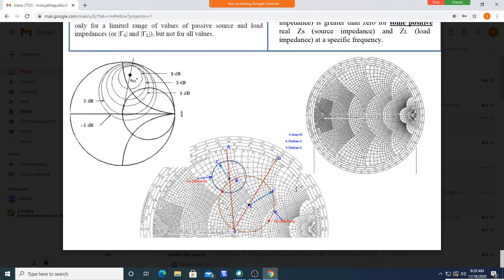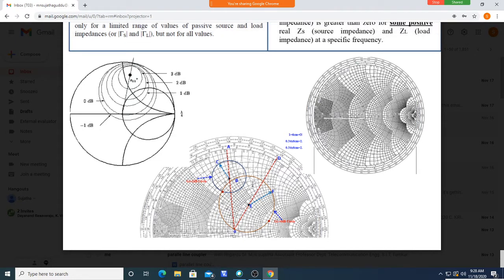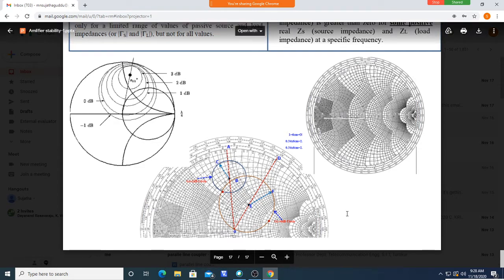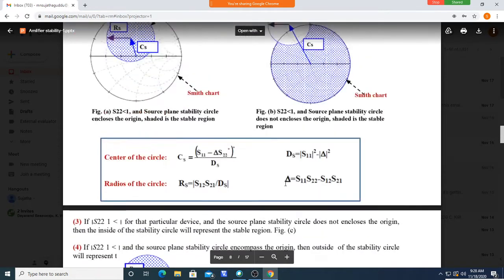In such a case, you need not worry about what value you choose over the circle. You can choose any value over this circle to get a stable operation. Okay, so that is for unconditional stability. So how do we do the conditional and unconditional stability check?